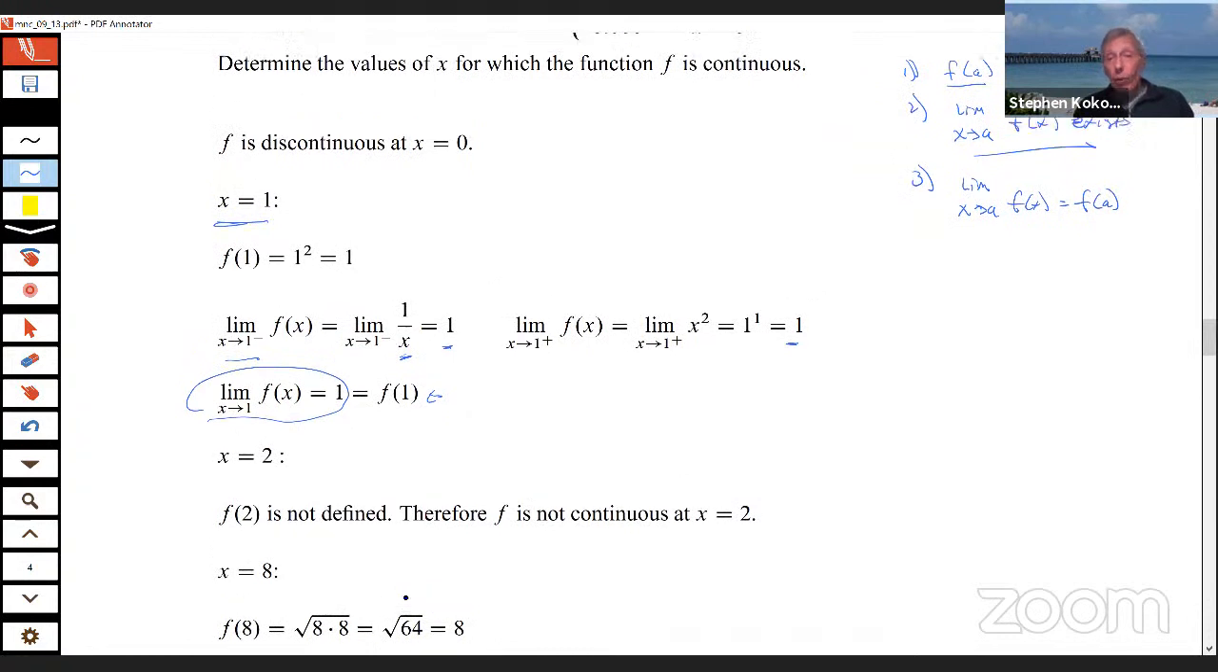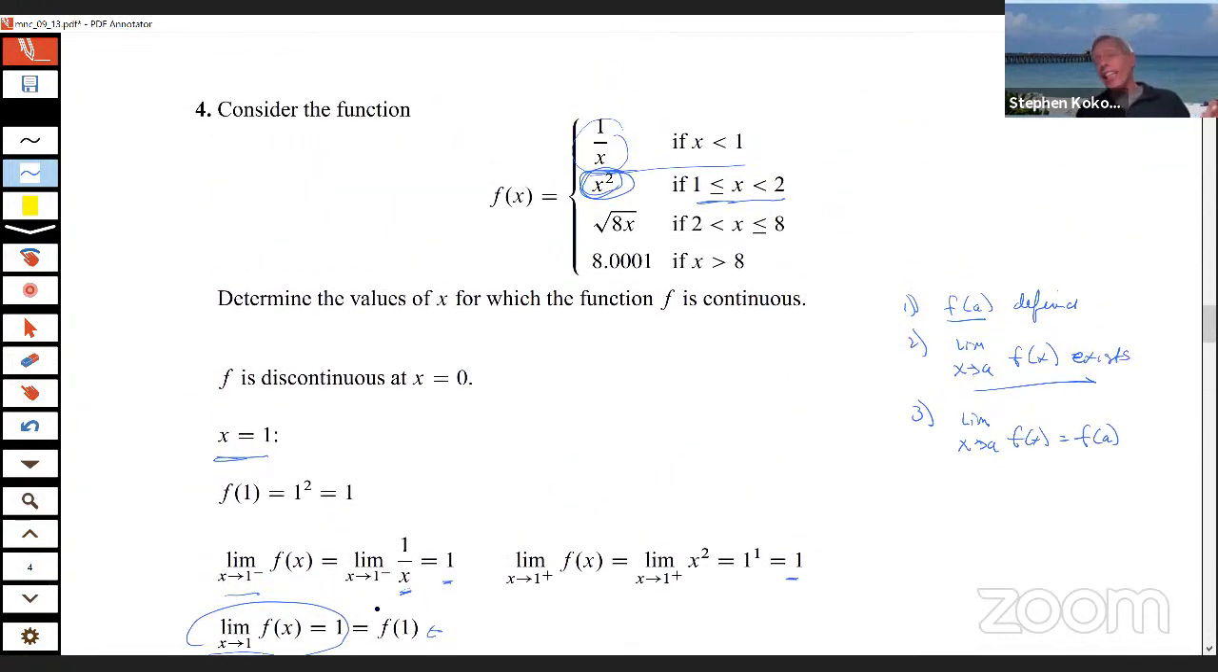I've got to check at x equal 2. Well, this is a little sneaky. I wouldn't do this to anyone in my class.